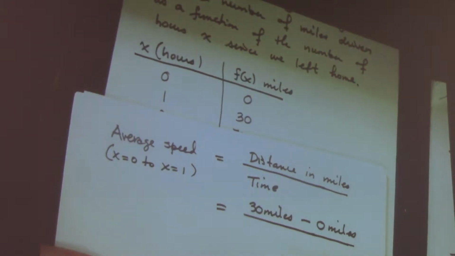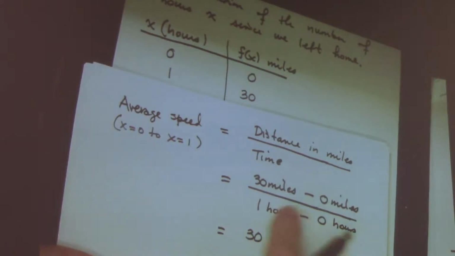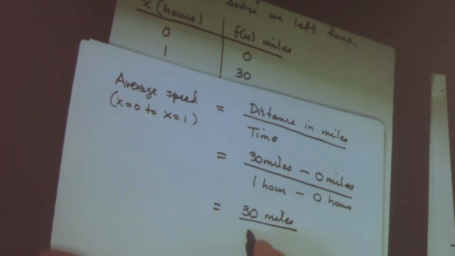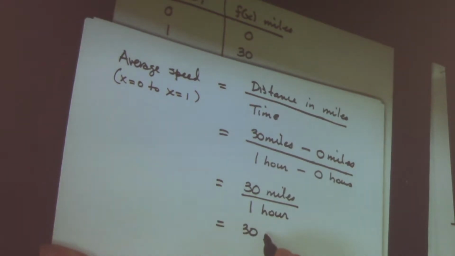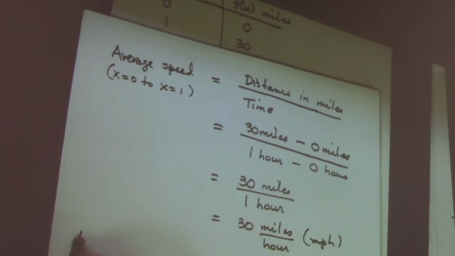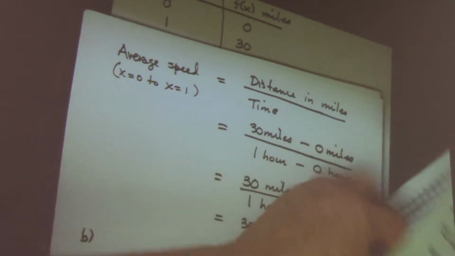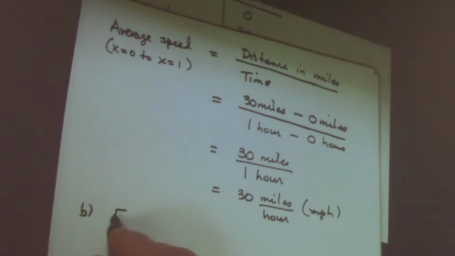Over what time period? 1 hour. And I'm just going to write it this way: 1 hour minus 0 hours. So in other words, 30 minus 0 is 30. Total distance of 30 miles in a time period of 1 hour. So in other words, 30 miles per hour. You can write MPH, but I kind of want to emphasize that there's miles on top and hours on the bottom. Okay?